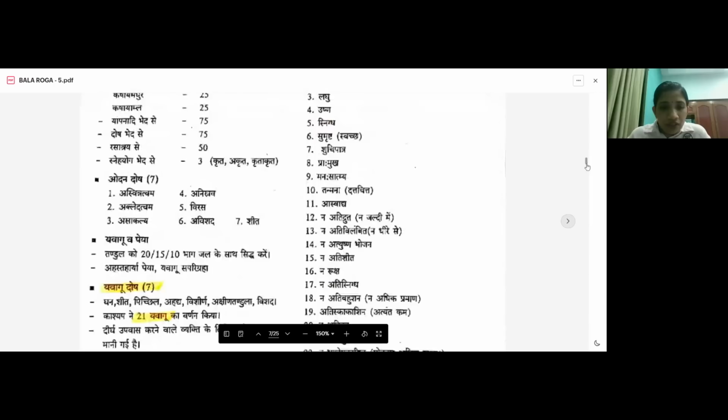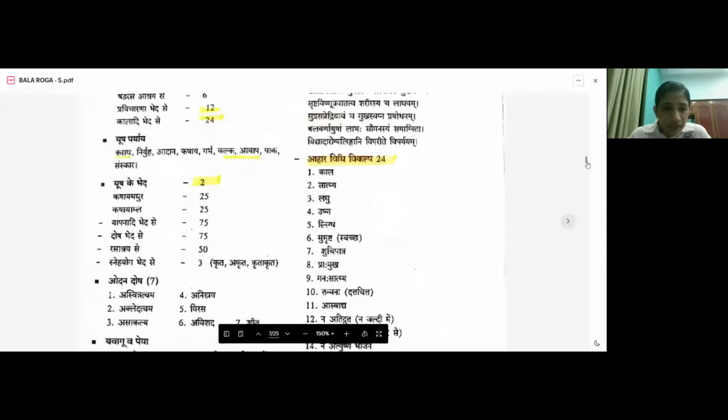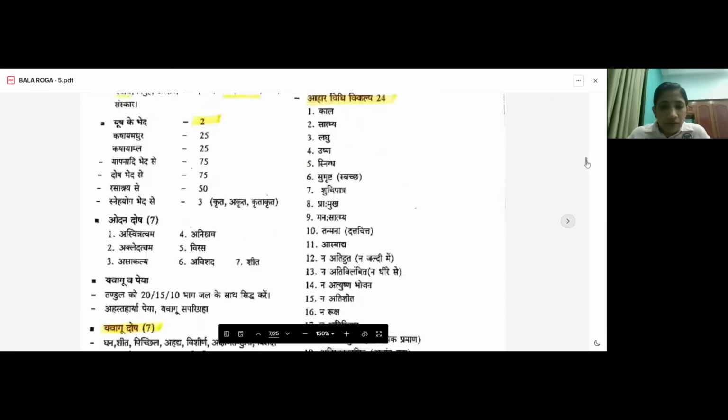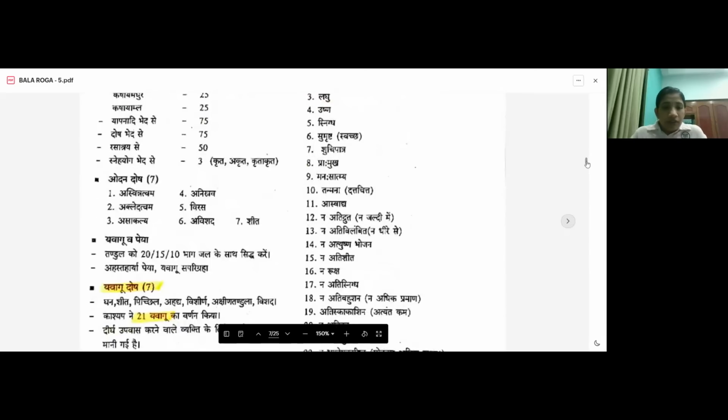And he also mentioned two types of Yusha Bheda here. And 7 types of Yavagu Dosha and Odana Dosha are also mentioned in this chapter. And totally 21 Yavagu. Kashyapa ने 21 Yavagu का वर्णन किया है. And दीर्घ उपवास करने वाले व्यक्ति के लिए क्षीरपेय प्रशस्त मानी गई. So after a long period of upavasa, the क्षीरपेय is recommended for those persons. Okay.